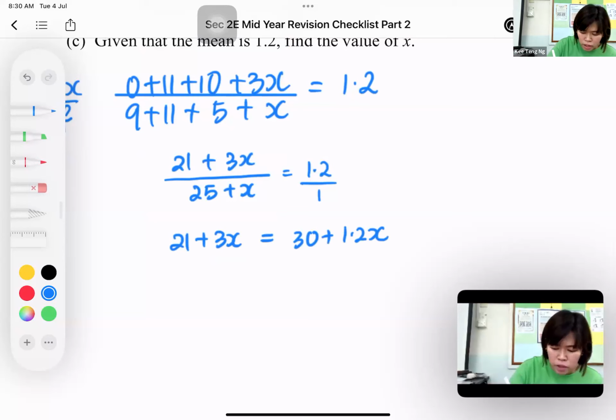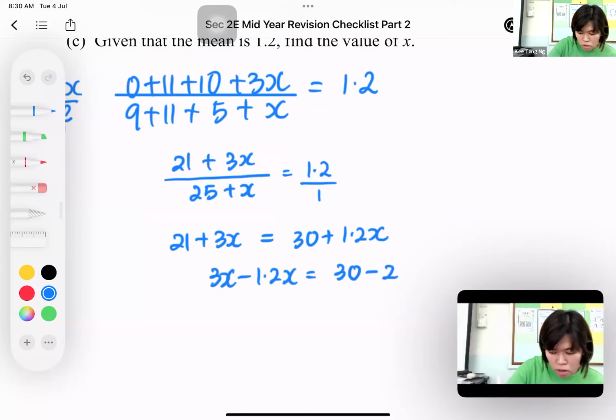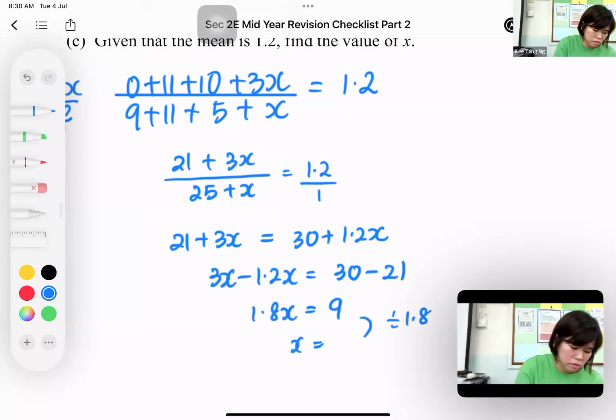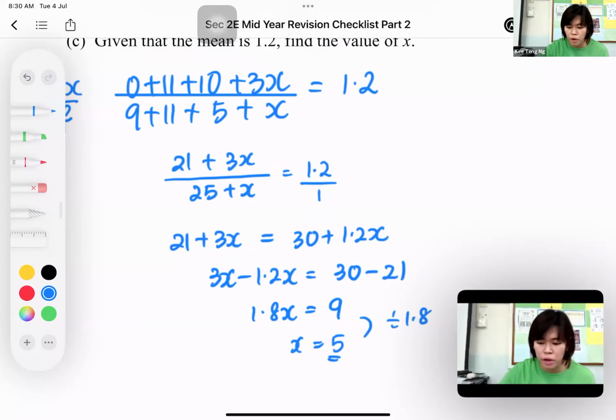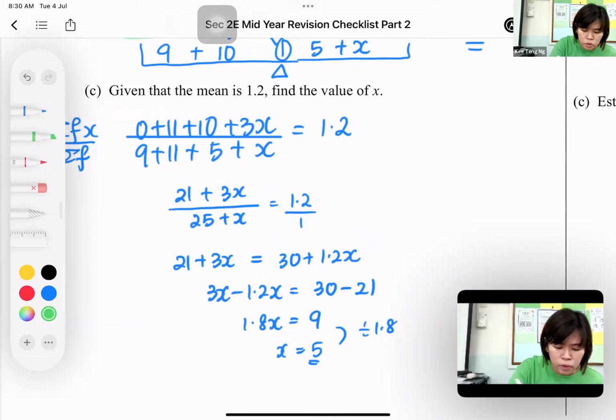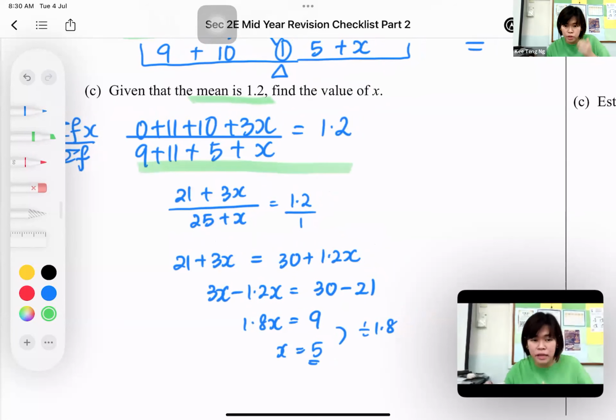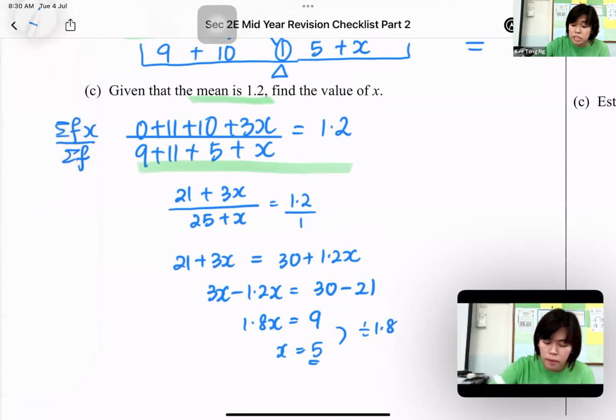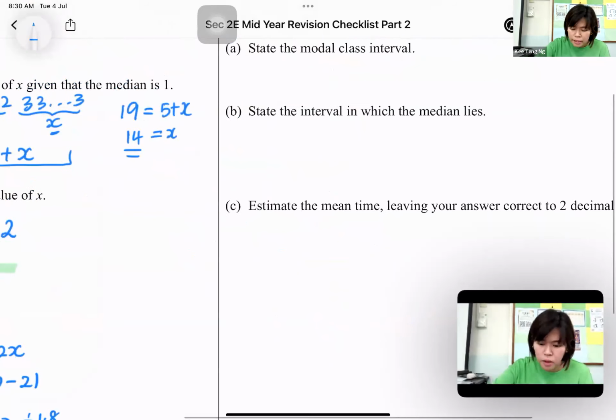So group all our x together, 3x minus 1.2x. I believe you can do the algebra. So I'll leave you to finish up the algebra. Is that okay? So I just quickly calculate. I got my answer, x is to be 5. So the value for x will be 5. So when they give you this one, this is a must know how to solve. Very standard question. Must know how to do this question. Please practice.